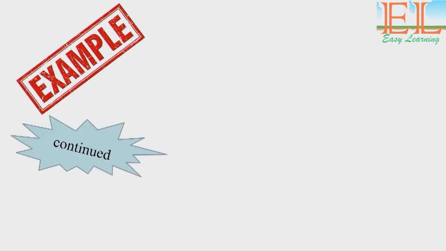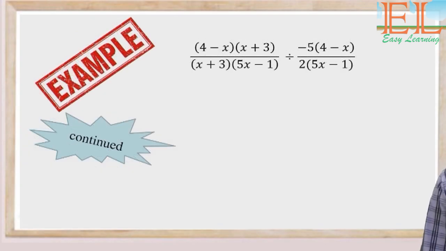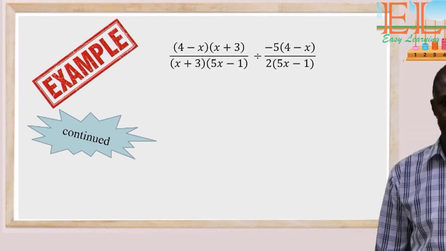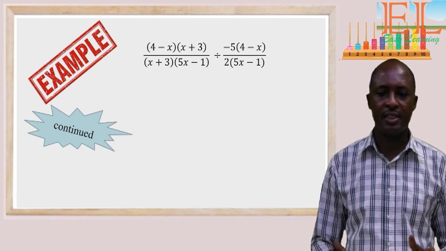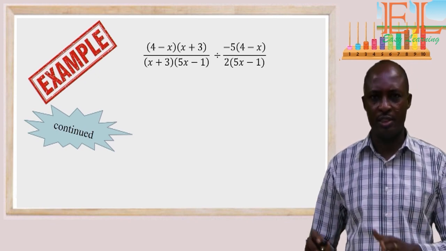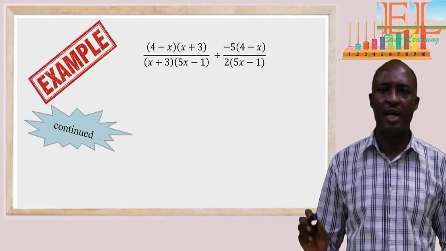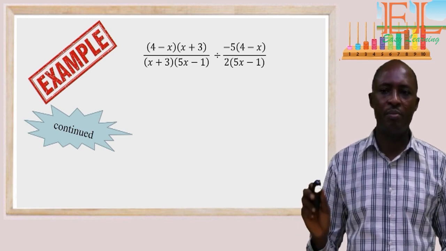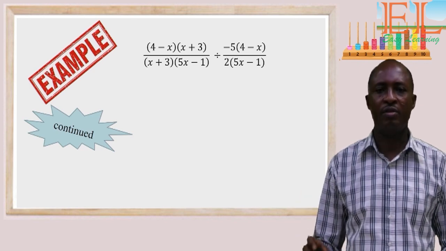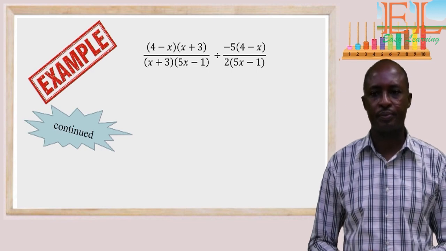Now, putting all this back into our expression, we have 4 minus x times x plus 3, all divided by x plus 3 times 5x minus 1, all this divided by negative 5 times 4 minus x all over 2 times 5x minus 1.